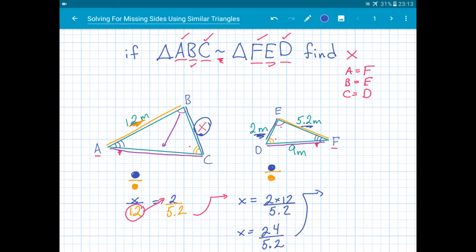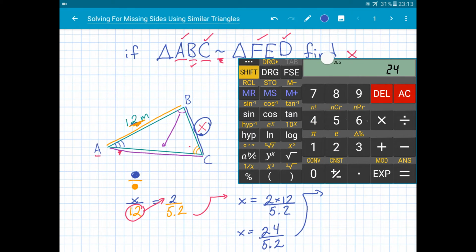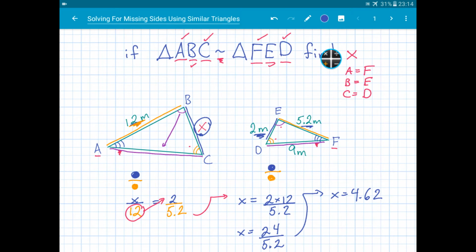which I can't easily do in my head, so I'm just going to bring up a calculator. So 24 divided by 5.2 is equal to 4.62 when we round it. Now, this will be a common thread throughout these videos. Just be careful, right? This has meters as its unit, so our answer must also be in meters.